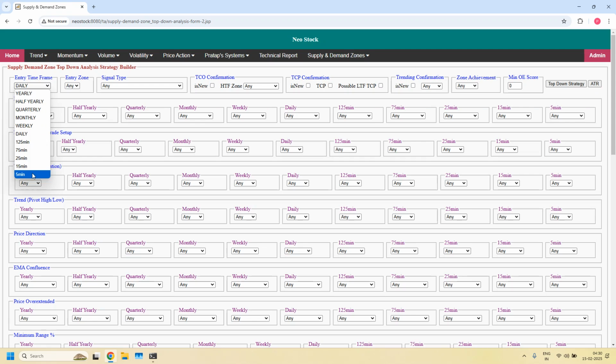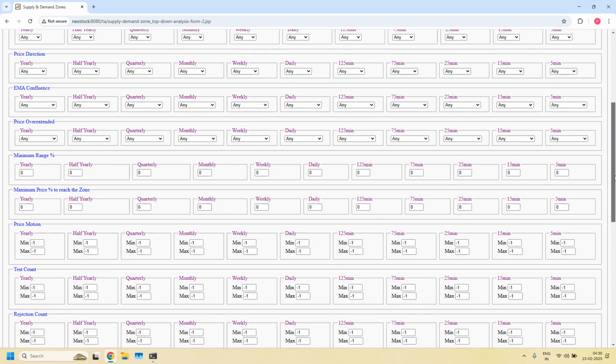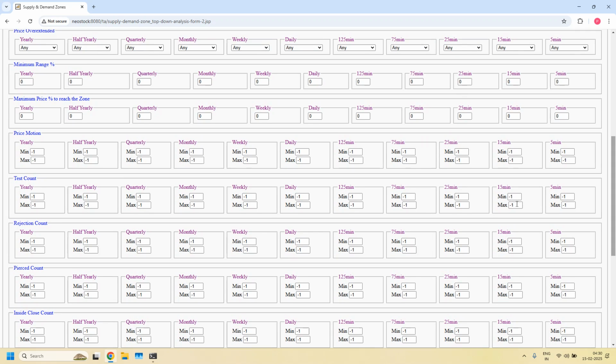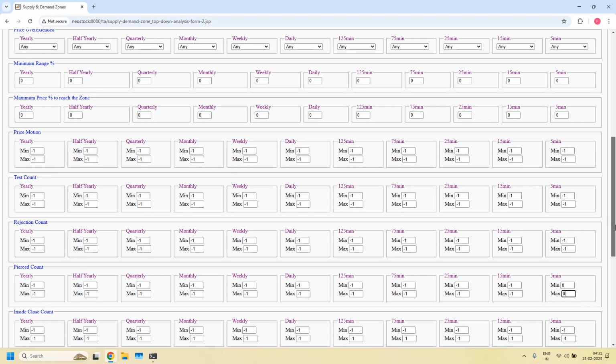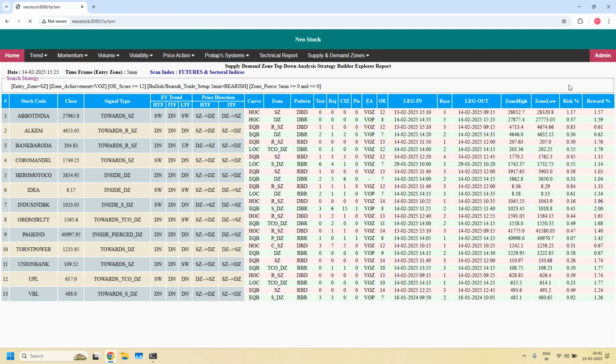Entry time frame 5 minutes. Entry zone, supply zone. Bullish or bearish trade setup at 5 minutes, I am selecting bearish. Zone achievement violated opposing zone. Minimum order enhancer score 12. And 5 minute supply zone should not be pierced. So in the pierced count, 5 minutes time frame, minimum value 0, maximum value 0. With all the 3 filters, we got 13 stocks. Currently these 13 stocks are supporting bearish trade setup for hourly income trade.